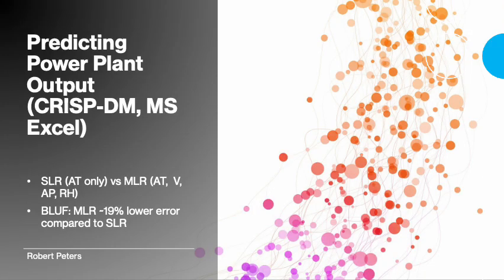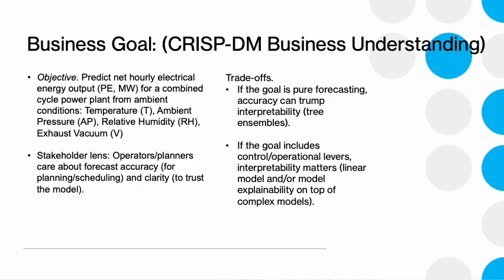Hi, I'm Robert, and in this project I predicted combined cycle power plant output from physical conditions using Microsoft Excel and the CRISP-DM methodology. I compared a simple linear regression model using only ambient temperature to a multivariable regression model using all four features and selecting by validation error comparison. I'll present my decisions, reasoning, and results in the next few minutes.